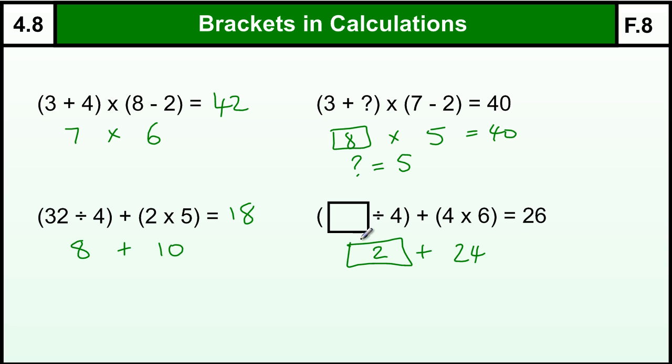Now this is quite a tricky one, quite a common sort of mistake people can make. If I know this has got to be 2, it's quite likely that you're going to think, well, I need to put a 2 in there because 4 divided by 2 is 2. We must remember that this is divided by 4, so this actually has to be twice 4, which is 8, because 8 divided by 4 is 2. If I put 2 in there, 2 divided by 4 would be a half, and that would be wrong.